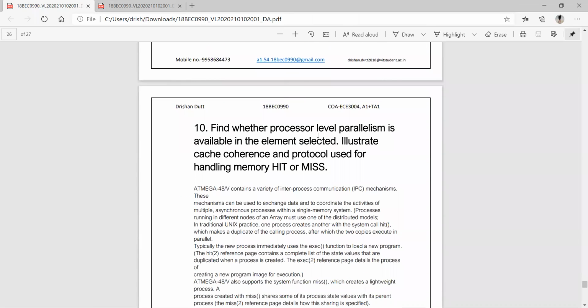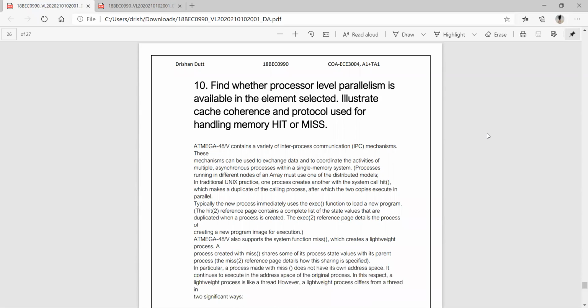Find whether processor level parallelism is available in the element selected. Illustrate the cache coherence and protocol used for handling memory. So the microprocessor contains a variety of inter-process communication, IPC, mechanisms. Basically, these mechanisms can be used to exchange data and coordinate the activities of multiple asynchronous processes within a single memory system.